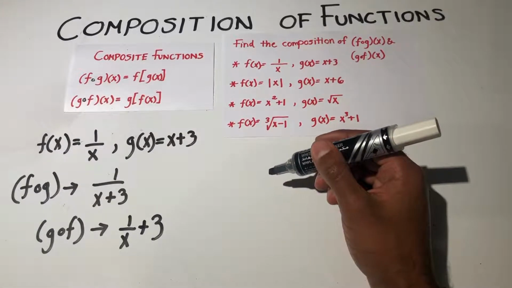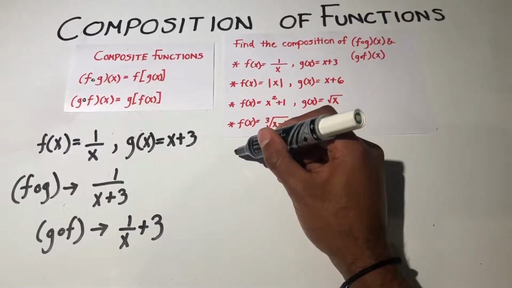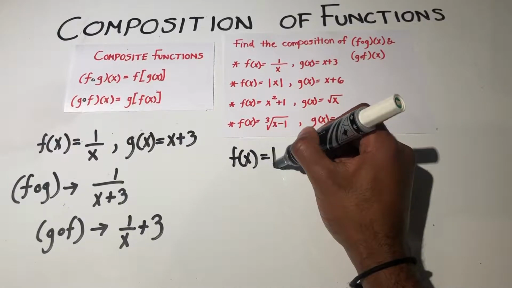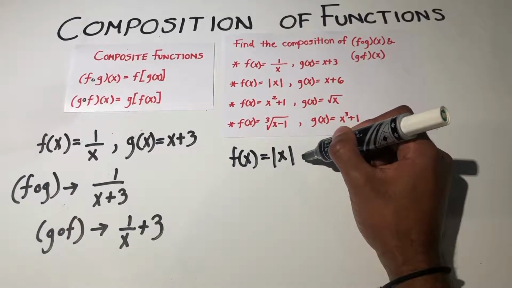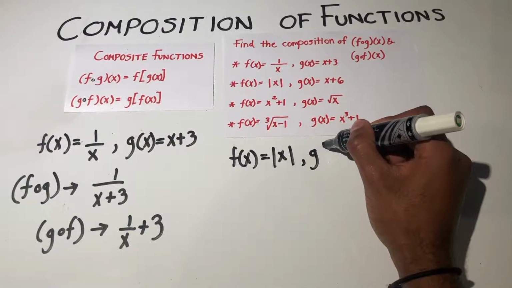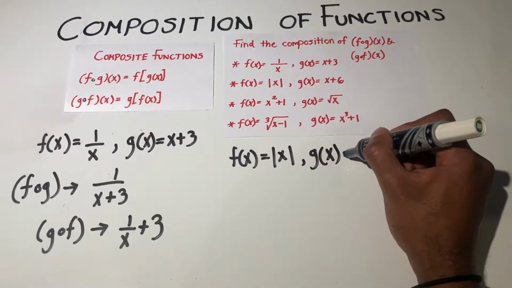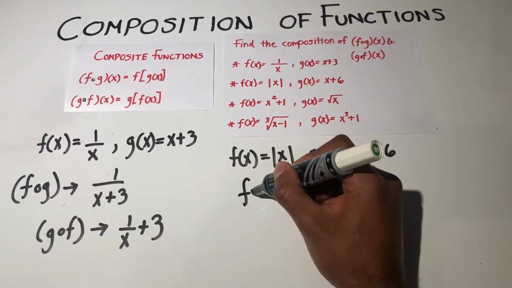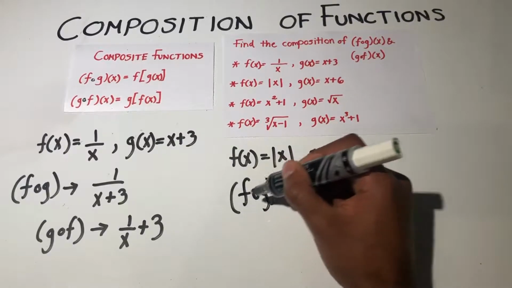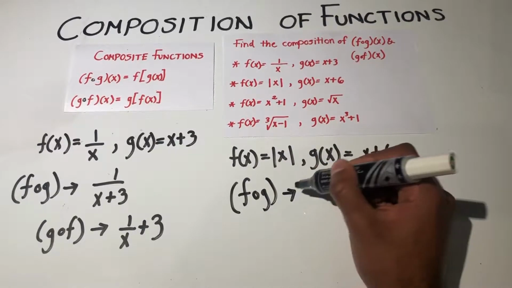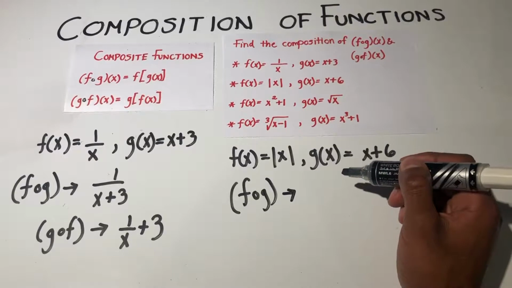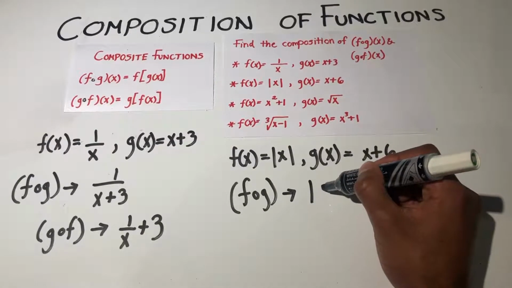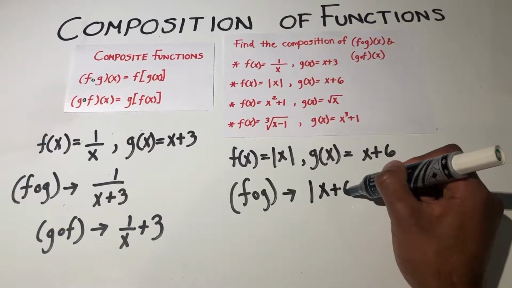For the second problem, we have f of x is equal to the absolute value of x, and then g of x is equal to x plus 6. So for f of g of x, we're going to take g of x, put it in f of x. That's going to give us the absolute value of x plus 6.